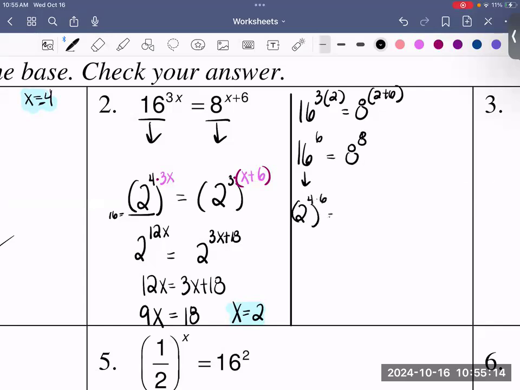We have a 6 here. And this one is really 2 to the 3rd, and we have an 8 here. Well, 4 times 6 is 24, and 3 times 8 is 24. So these are both 2 to the 24th power. Oops. And they both match. So again, these are correct responses.